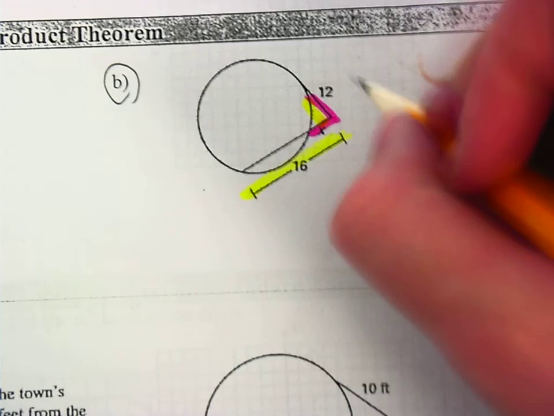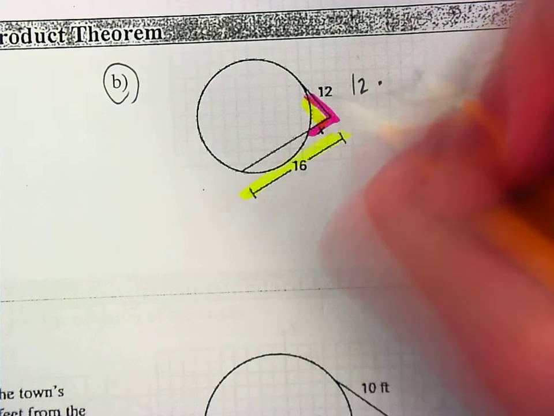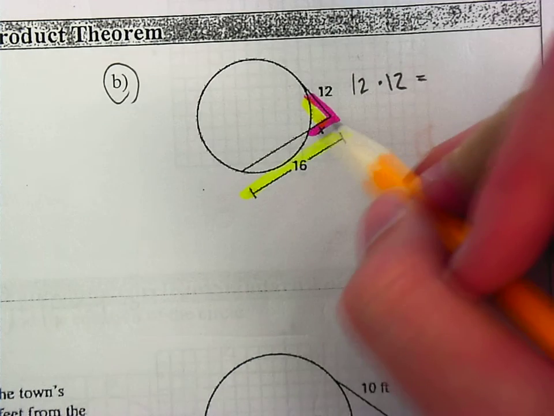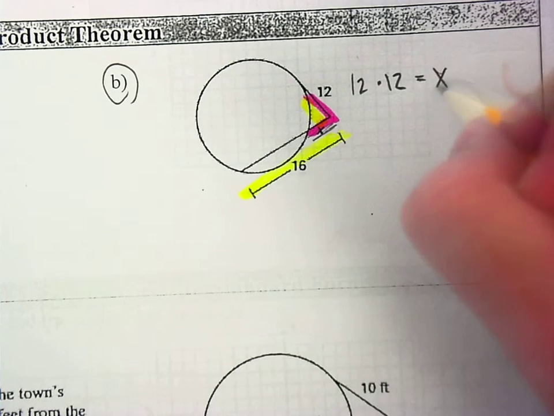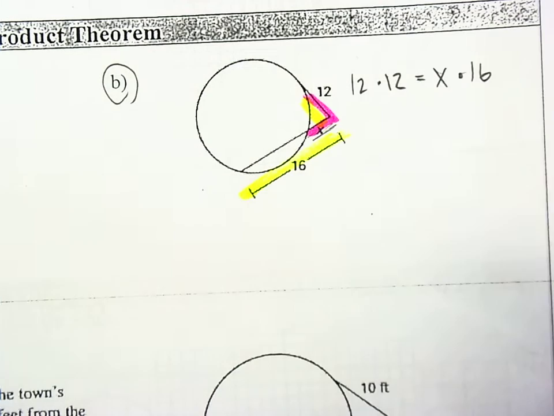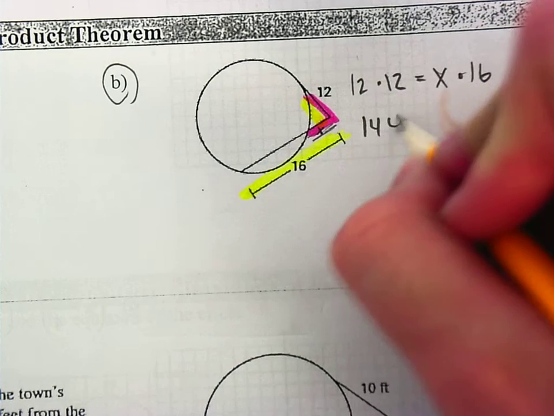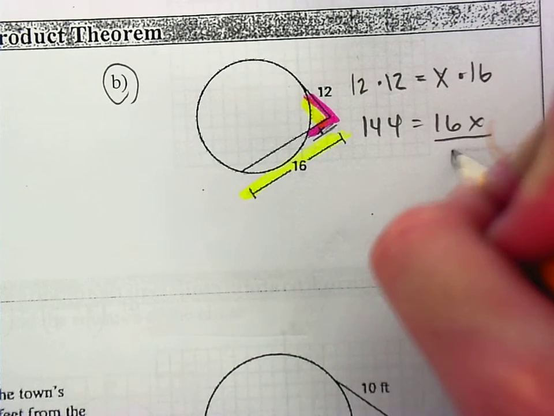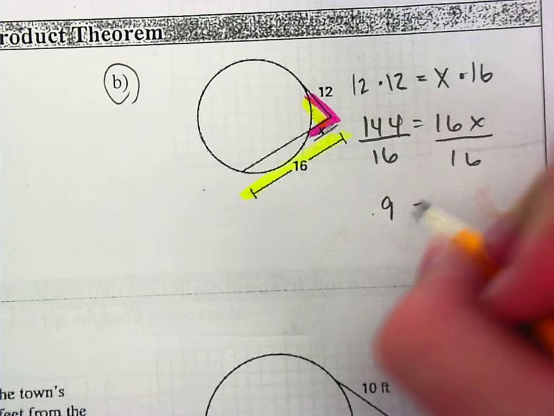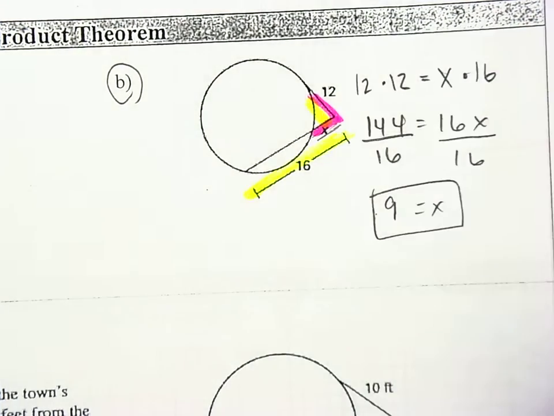So we're doing external 12 times the whole, which is also 12, equals external, in this case it's X, times the whole, which is 16. So that's 144 equals 16x. And when we divide by 16, it actually works out to an even 9 as well.